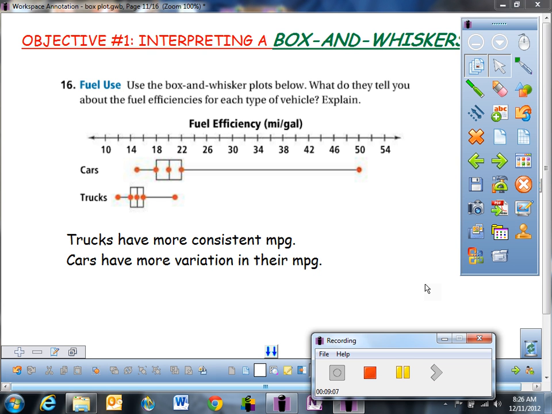So I said trucks have more consistent miles per gallon, whereas a car can have more variation in their miles per gallon. You could buy a big car, a small car, a really small car, a hybrid car, but with a truck you're pretty much stuck with something that's about 15 miles to the gallon.